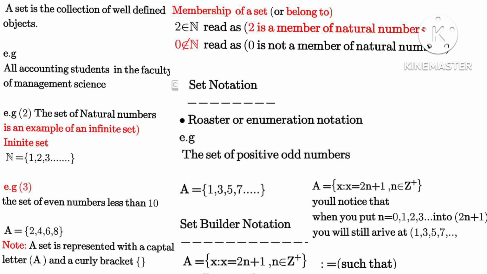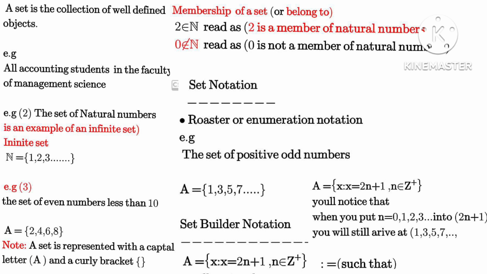Now, moving down to the membership of a set. Look at the set of natural numbers, for example: 1 is a member, 3 is a member, and you can see I wrote it boldly there that 2 belongs to the set N. That simply means that 2 is a member of the natural numbers. But look at the natural numbers, you see that there is no 0 there. So we can say that 0 is not a member, or does not belong to the set of natural numbers. That is how we read it. So that's the membership of a set.